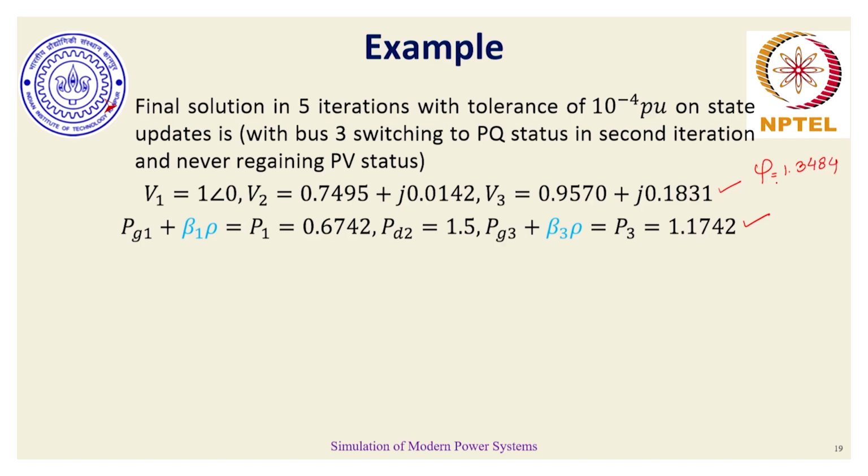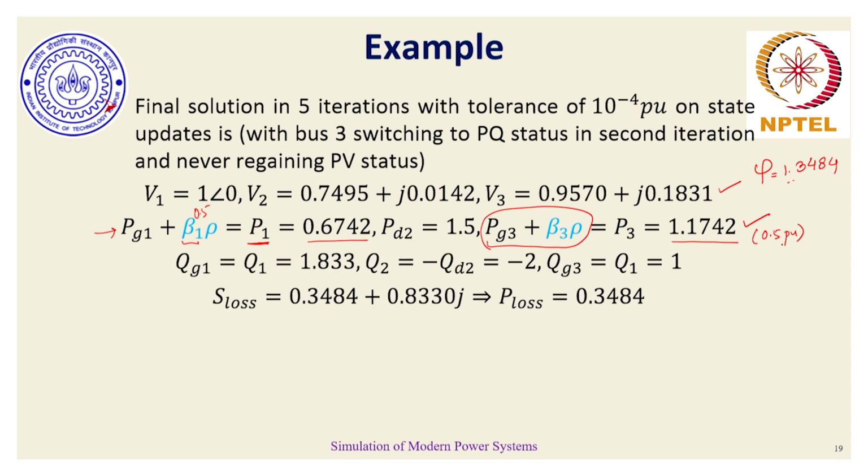At convergence, the voltage phasors have changed, the injections have changed, and in fact, rho is nothing but 1.3484, 50% of which, beta 1 being 0.5, 50% of this rho is being taken up by generator 1, which is making P1 to be 0.6742, just half of rho. And similarly, Pg3 is now generating 1.174 per unit and not just 0.5 per unit. The reactive power generations, they remain more or less same. Qg3 is at 1 pu, bus 3 is no more PV bus.